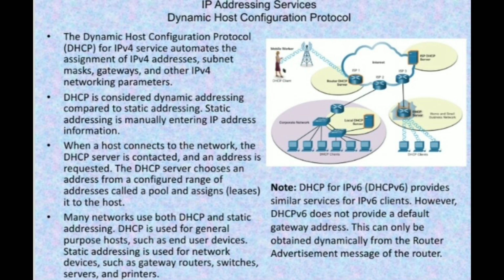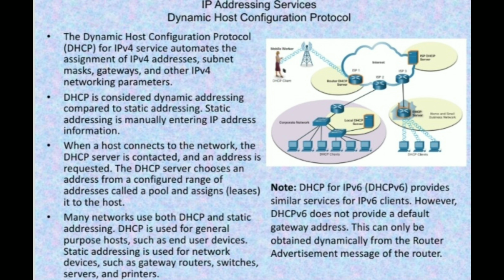IP addressing services: Dynamic Host Configuration Protocol. The Dynamic Host Configuration Protocol, or DHCP, for IPv4 service automates the assignment of IPv4 addresses, subnet mask, gateway, and other IPv4 network parameters. DHCP is considered dynamic addressing compared to static addressing. Static addressing is manually entering IP address information.